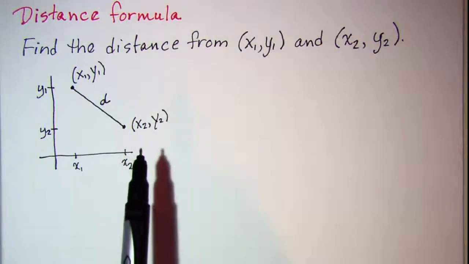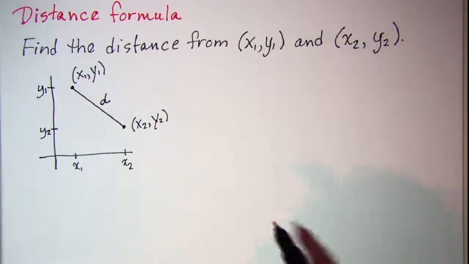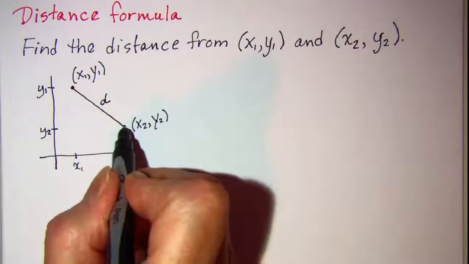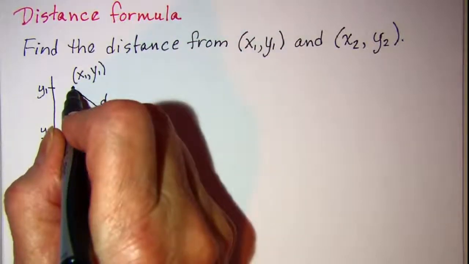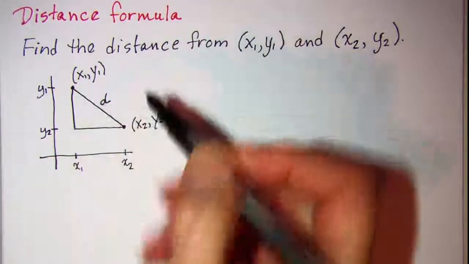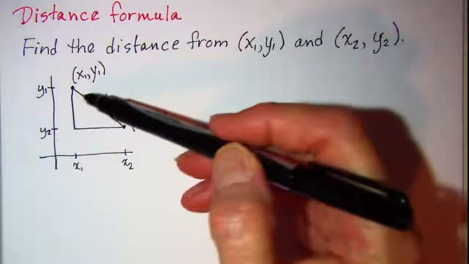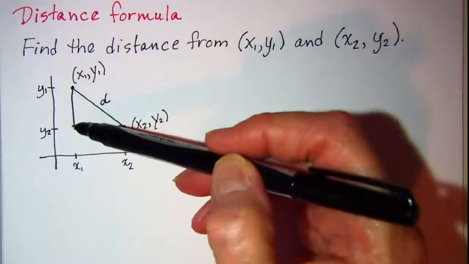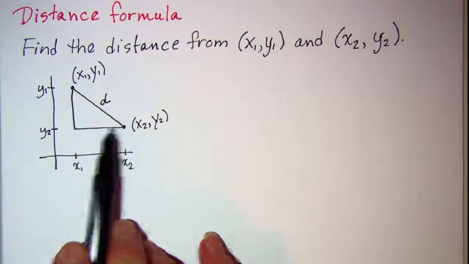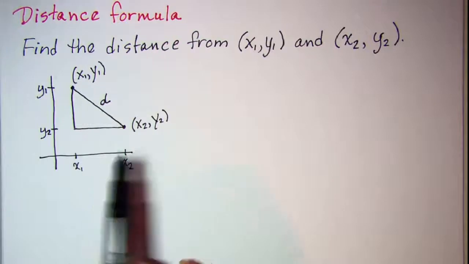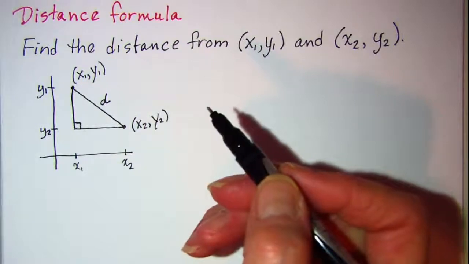Now if we wanted to find this distance, since it's a rectangular plane, I know that I will have a right angle if I draw this line segment as my hypotenuse and then go straight down parallel to the y-axis for my vertical side, and then straight over for my horizontal side parallel to the x-axis. So I know that this will be a right angle, which means that I can use my Pythagorean theorem.